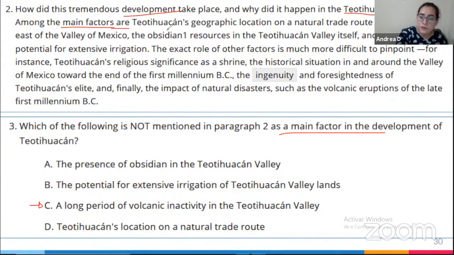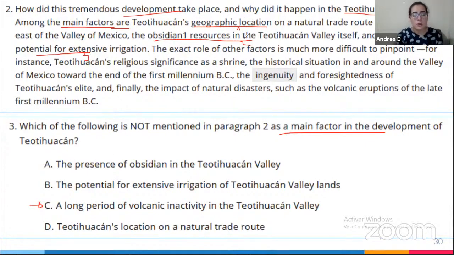And we have this list of things. Geographic location, that's one element. We have, what's this? The obsidian resources, second, and the valley's potential for extensive irrigation. And the third one, that's it. So everything you guys needed to do is compare that to your options.